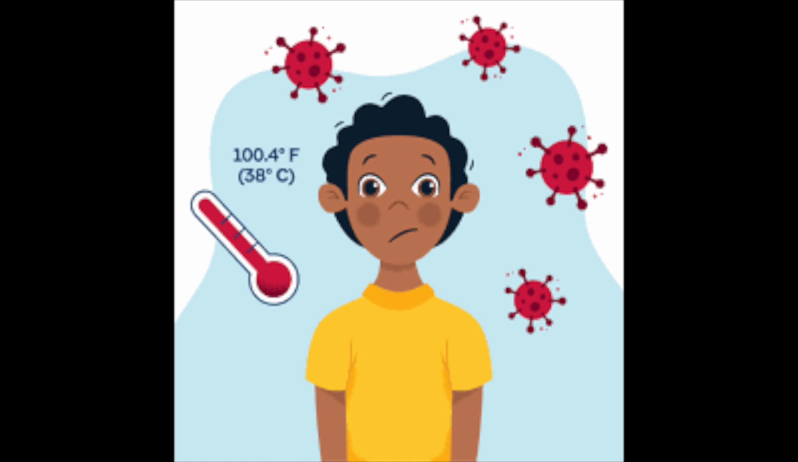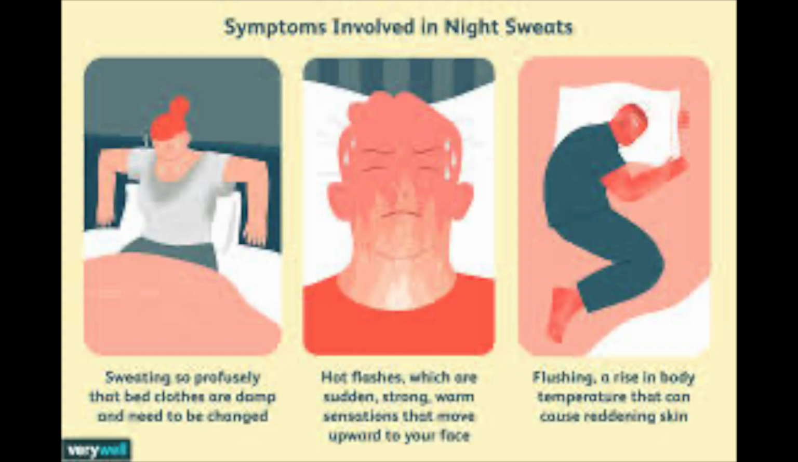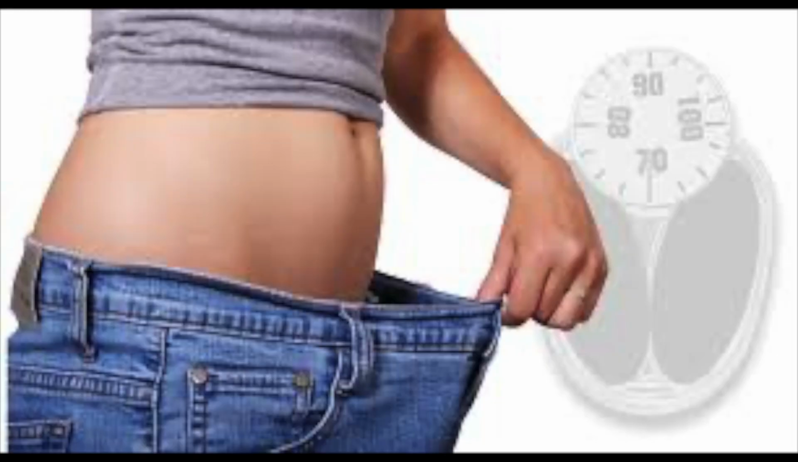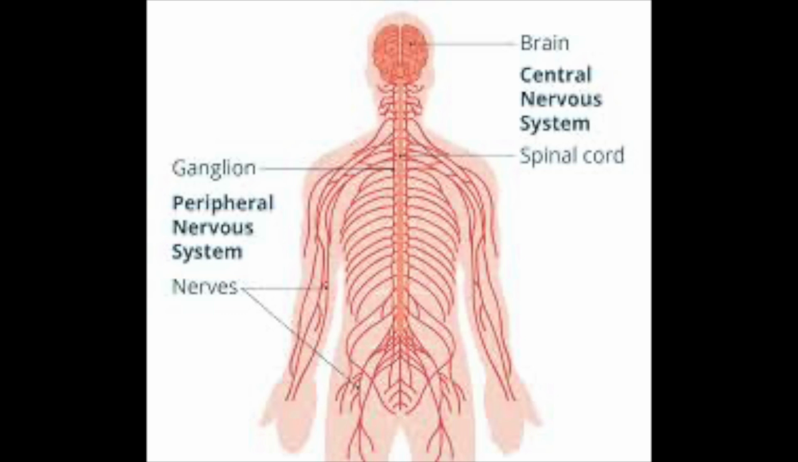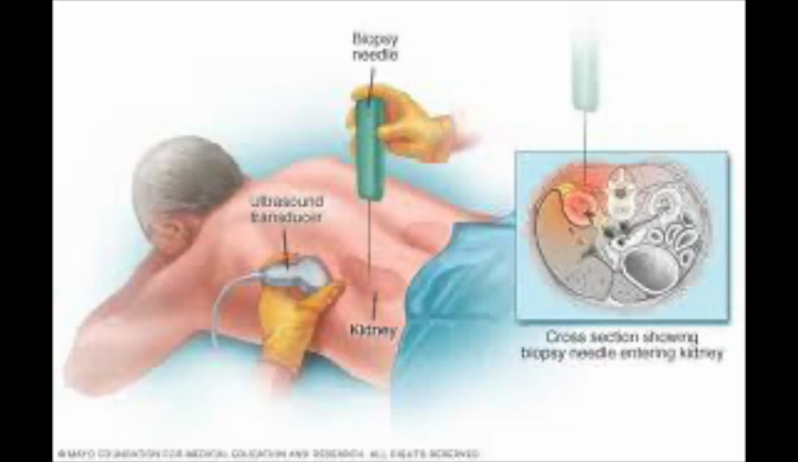Patients often experience systemic B symptoms: unexplained fever, drenching night sweats, and significant unexplained weight loss. Further spread can lead to swollen lymph nodes, bone marrow involvement causing fatigue and infections, or even central nervous system symptoms like headaches and seizures. Given its rapid progression, diagnosing Burkitt lymphoma requires immediate attention.